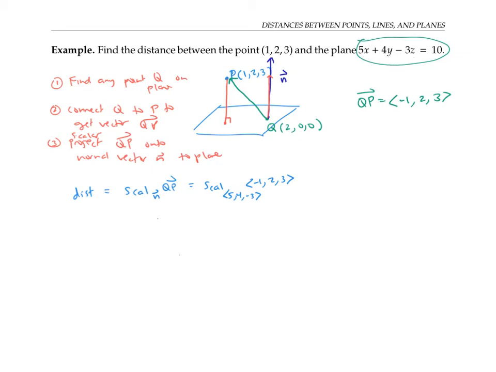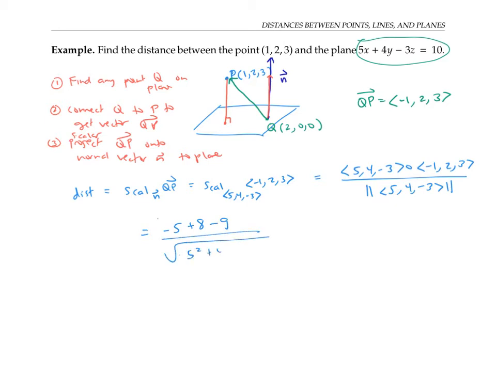Using the formula for scalar projection, this is the dot product, 5, 4, -3 dotted with -1, 2, 3, divided by the length of the vector 5, 4, -3. Working out the dot product, I get -5 plus 8 minus 9 divided by the square root of 5 squared plus 4 squared plus -3 squared, and that simplifies to -6 over the square root of 50.